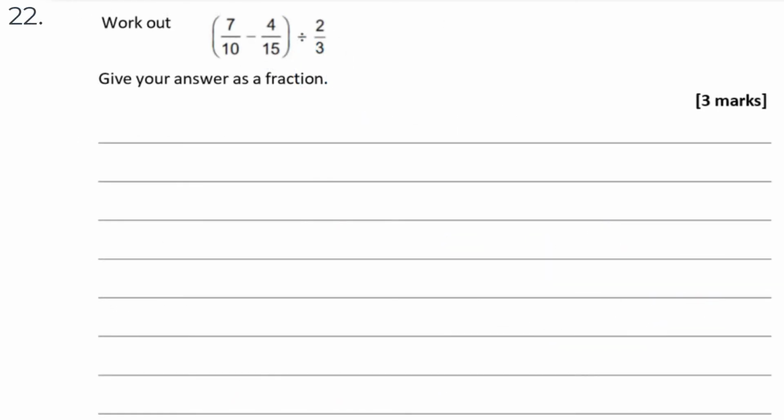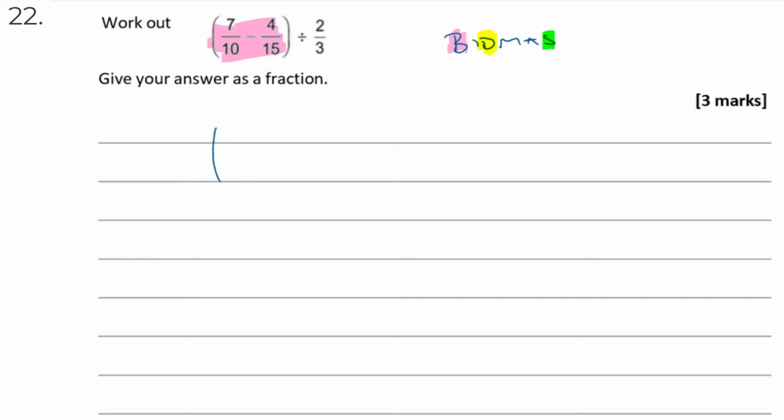Work out 7/10 minus 4/15 divided by 2/3. Okay, well, normally in BIDMAS we would do division first, wouldn't we? We'd do division and then we would do subtraction last. But because we've got brackets, brackets trump everything, so everything in that bracket is going to get done first. Okay, so we're going to do 7/10 minus 4/15 first, and then we're going to divide it by 2/3. Okay, right, so let's do the bracket first then.